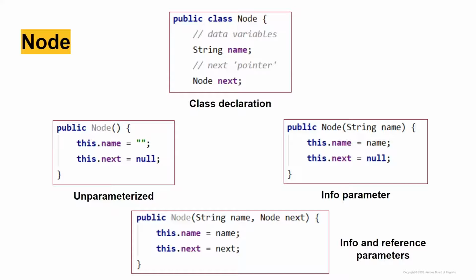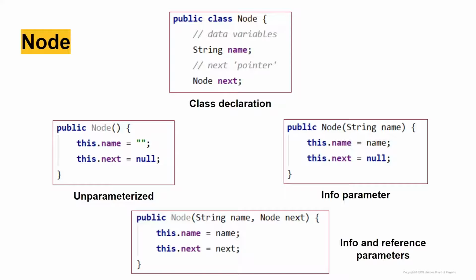And then this dot next is going to point to null, or refer to null, because again, we don't have anything to work with. That's the best we can do for right now. But nonetheless, it will still create the node as an object, even if its information is kind of default. And then next we have the info parameter, and it's pretty much the exact same thing as the unparameterized constructor, except that you're passing in as much info as you have in your node as the parameter.